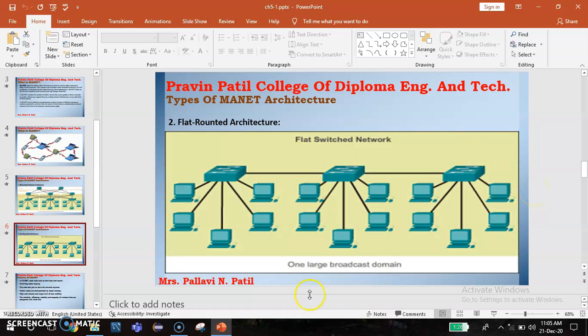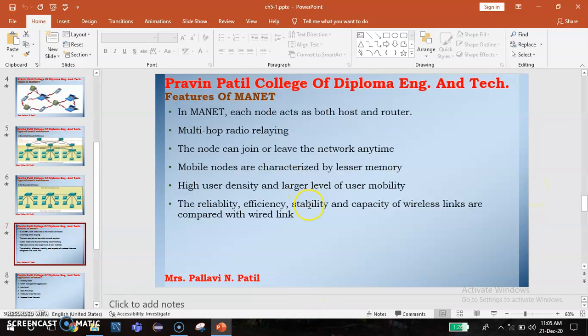Next, different features of the MANET. In MANET, each node acts as both host and router. The nodes can join or leave the network at any time. Mobile nodes are characterized by lesser memory, high user density and a large level of user mobility.